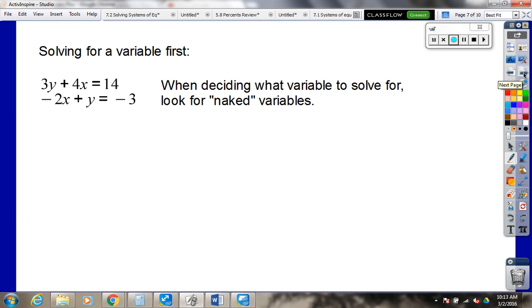Okay, next set are just slightly more complicated. Solving for a variable first. In these equations, neither one is solved for a variable, so we have to pick. We could pick any variable from any equation to solve for, and it would work. But when deciding which one to use, it's best to use naked variables, which are variables that have no constants attached to them. Like -2x plus y. Which variable up there is naked? The y. This variable has no constant attached to it, it's just y. So it's going to be really easy to solve this equation for y.